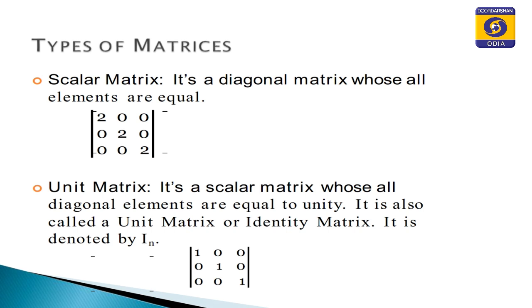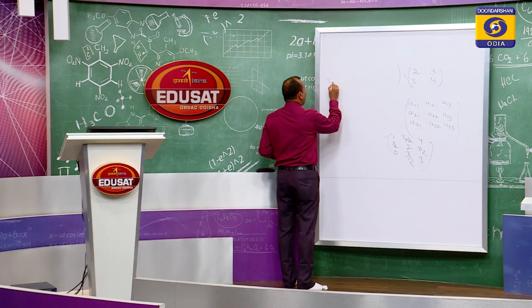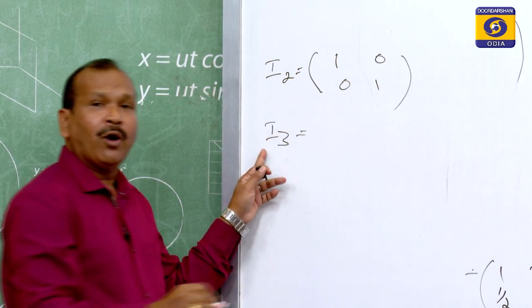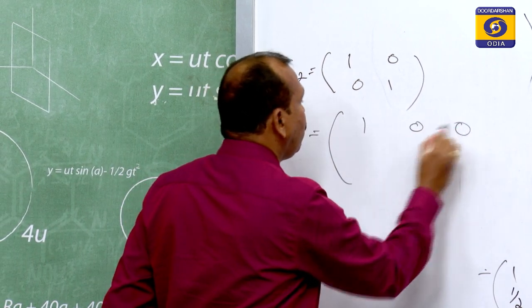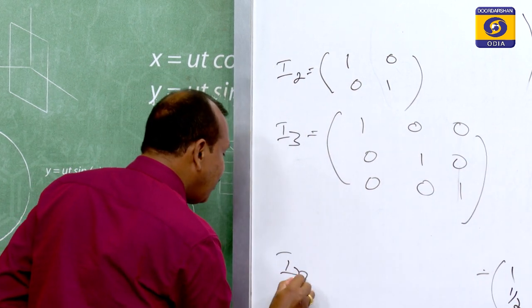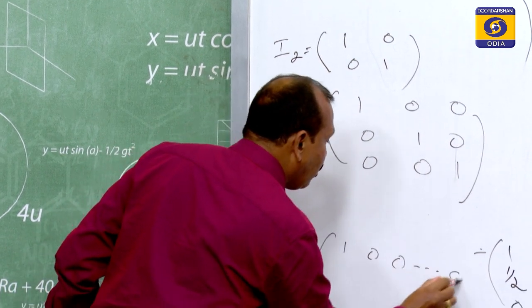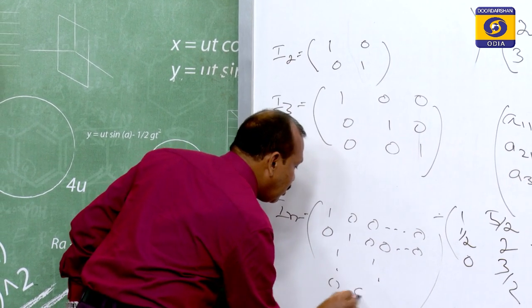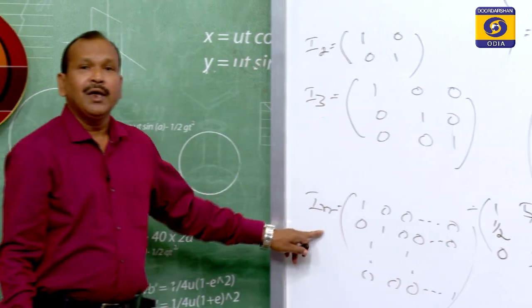Next, what is a unit matrix? In a scalar matrix, if the leading diagonal elements are all 1, then it is called a unit matrix or identity matrix. It is denoted by In. I2 becomes 1, 0, 0, 1. I3, the unit matrix of order 3, becomes 1, 0, 0, 0, 1, 0, 0, 0, 1. Similarly, In becomes 1, 0, 0 up to 0, 0, 1, 0, 0 up to 0, and so on up to 0, 0, 0 up to 1. This is the nth order unit matrix.